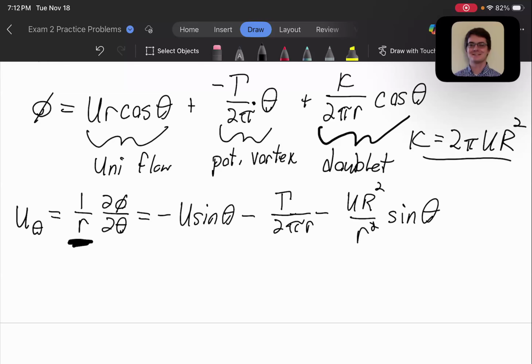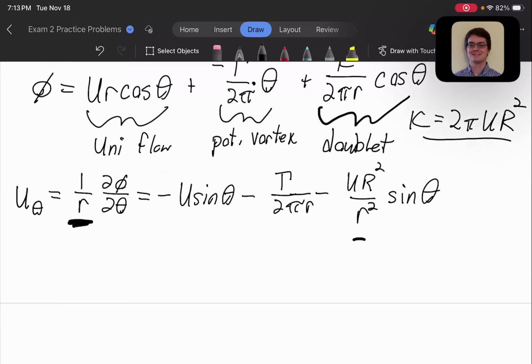This is also a good spot to ask yourself, do the units check out? That's another way to double check if you forgot something like a 1 over R. Because, for example, here on the end, the denominator is R squared to cancel out with the capital R squared in the numerator. The capital R squared is the radius of the cylinder, the doublet that we're using to model a cylinder. And what I do with this, because we're looking for stagnation points, we'll set it equal to 0. Okay.